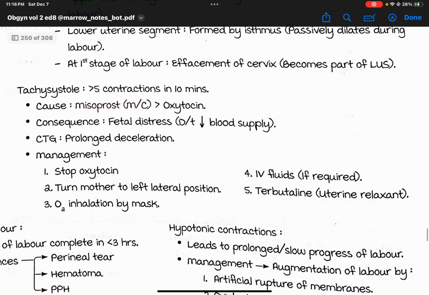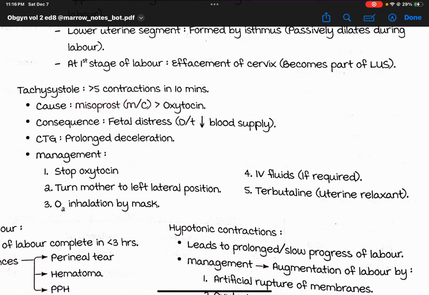Tachysystole: more than 5 contractions in 10 minutes. Cause: misoprostol, more common than oxytocin. Consequences: fetal distress due to decreased blood supply. Cardiotocography shows prolonged deceleration. Management: stop oxytocin, turn the mother to the left lateral position, O2 inhalation by mask, IV fluids if required, terbutaline, a uterine relaxant.